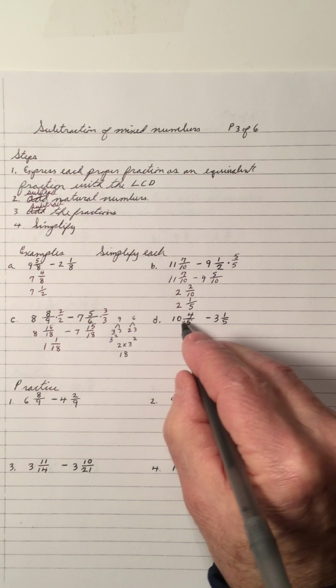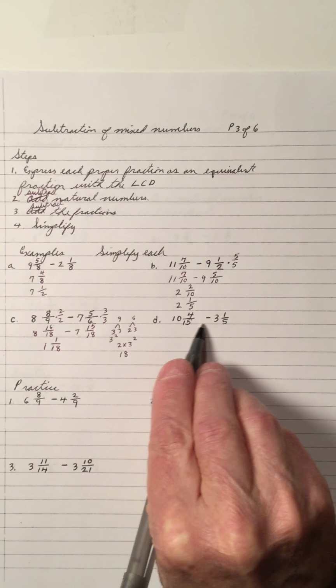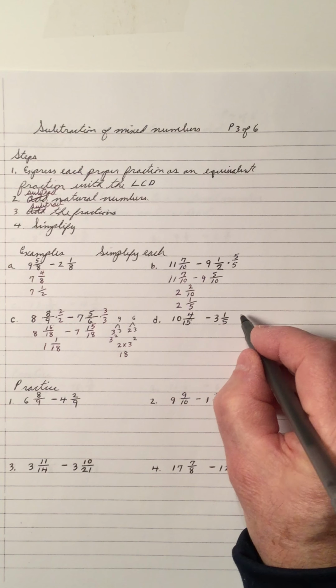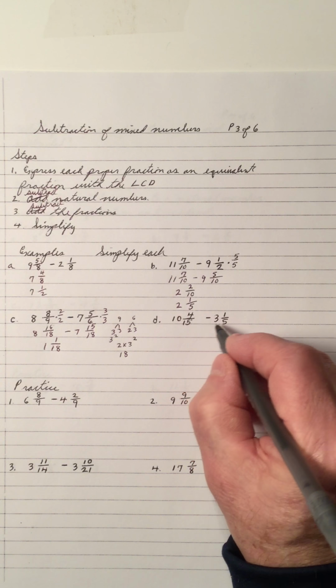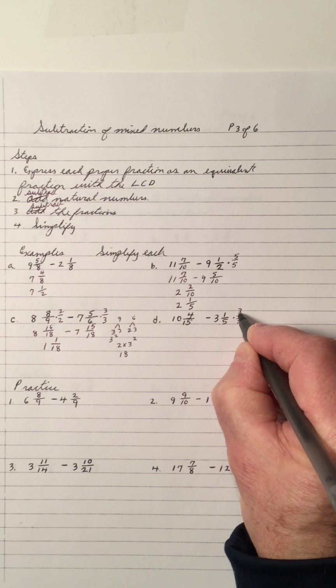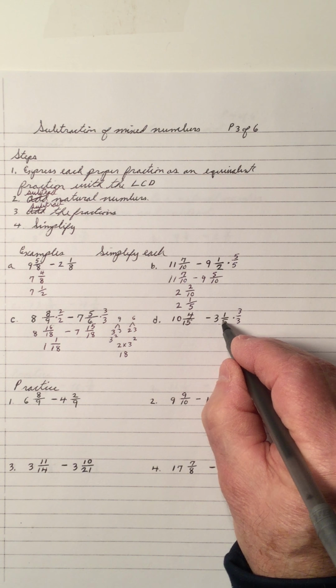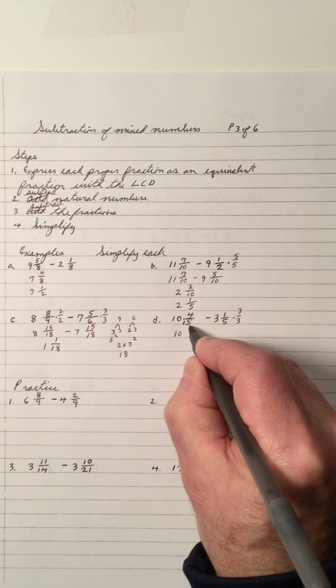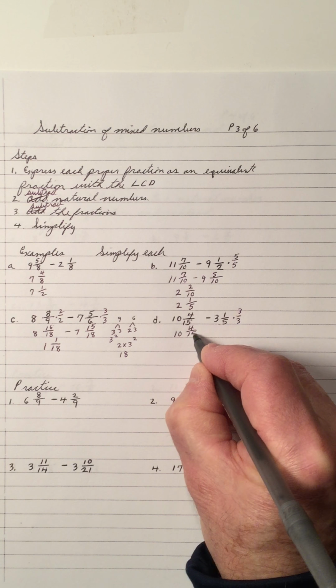15 and 5, the LCD. I have a 15 and a 5. The LCD is 15. 15 is a multiple of 15 and 5. So I multiply the second one by 3 over 3. 3 times 5 makes 15. I do not have to change the first one because it's already an LCD.